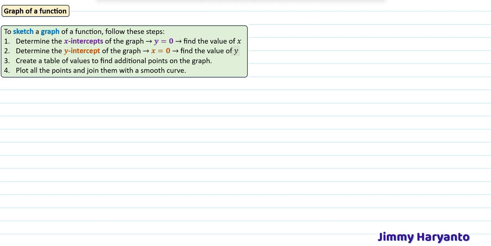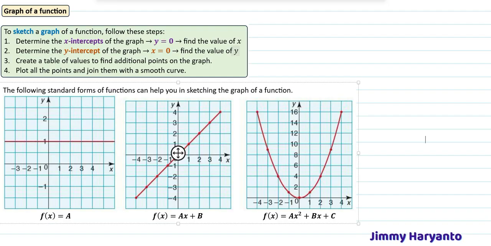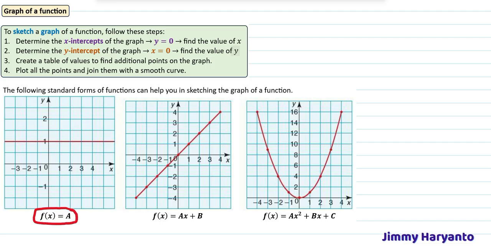And then the third, to make the sketch or the drawing easier, you can create a table of values to find additional points on the graph, and then you plot all of the points that you already have and join them with a smooth curve, or if it is a straight line you will join them with a straight line. To help you draw the functions properly, maybe you want to memorize the shapes of the curves for some of the functions. So first I will show it to you.